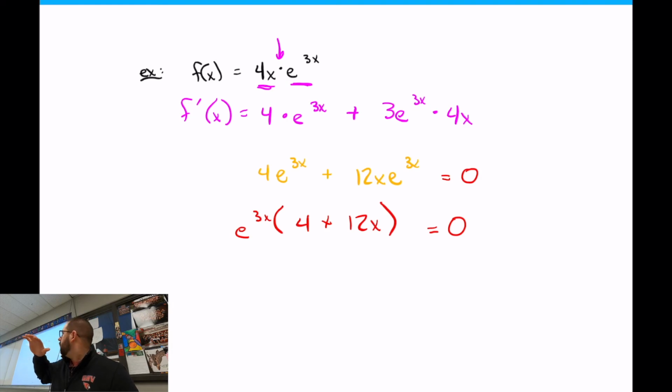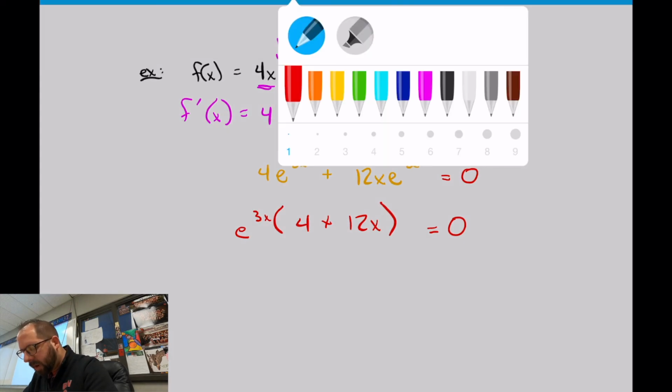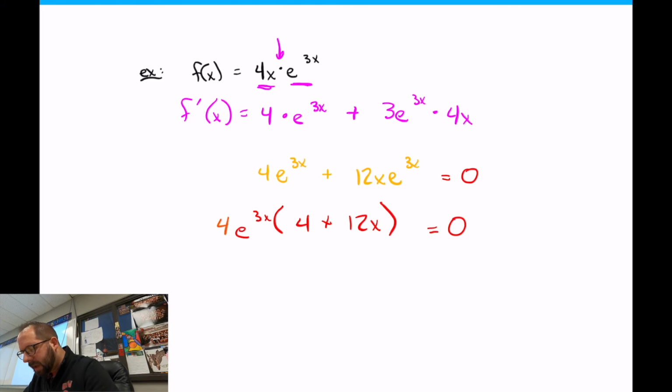So e to the 3x, we have the 4 plus 12x. What would make these things equal to 0? Because I've already factored that thing apart. I noticed that they had e to the 3x. In fact, I could have pulled out a 4 if I wanted to. If I pull out a 4, I'll put a 4 out here, and this would have ended up being a 1 and a 3. That way it got rid of the 4s there.